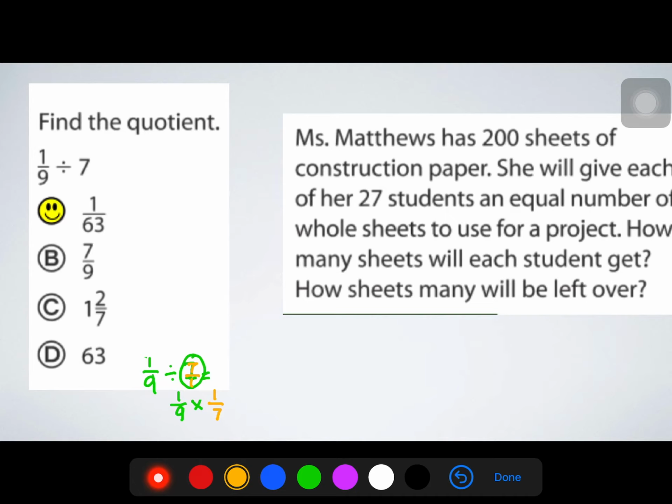The next question. Miss Matthews has 200 sheets of construction paper. She will give each of her 27 students an equal number of whole sheets to use for a project. How many sheets will each student get? How many will be left over? You're going to divide the paper she has by the number of students. The quotient's going to be the number of sheets each student gets, and the remainder will be how many are left over. Go ahead and do that. Exactly, you're going to get a quotient of 7 with 11 sheets left.